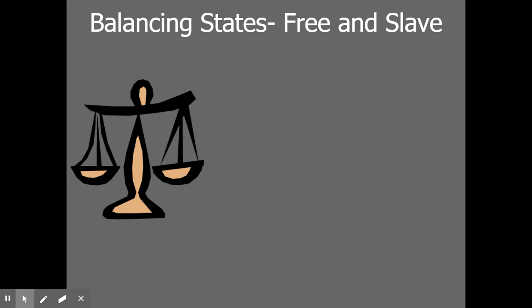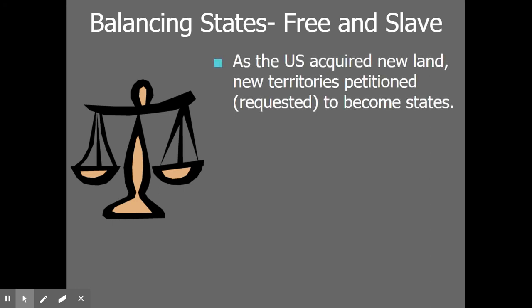By the time we hit the early 1800s, there is a balance in the United States between the number of free states and the number of slave states. There were actually 11 of each. And every time the United States acquired new land, people would start organizing the land into territories. When they were ready, they would petition or request to become part of the United States, to become a state.